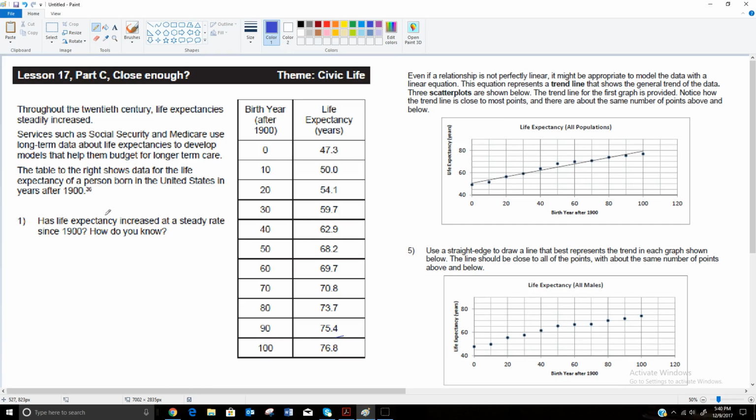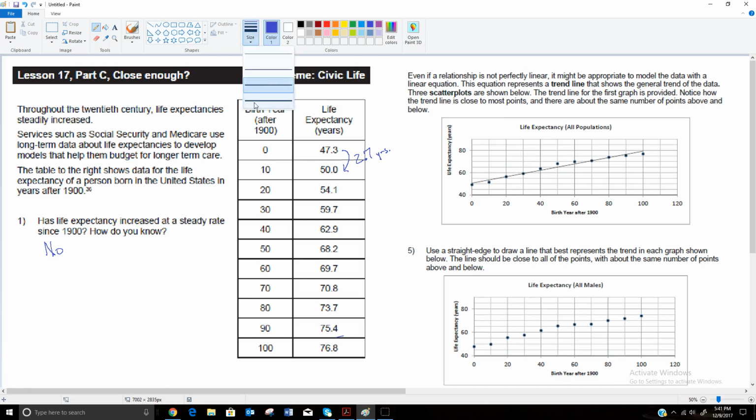So, has life expectancy increased at a steady rate since 1900? And the answer is no. And how do we know that? Well, if it increases at a steady rate, then the difference between each of these, since these all go up by 10 years, should be the same. And if you go from here to here, that went up by 2.7 years.